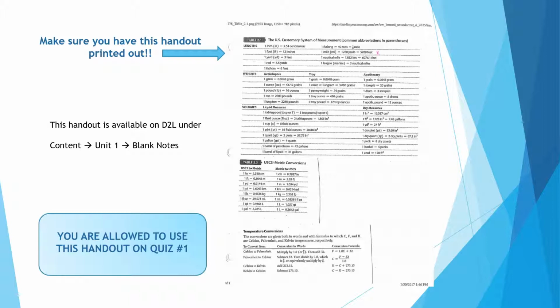Now, very important, you are allowed to use this handout on our first quiz. So make sure that you have this printed out before you go try to take quiz number 1, because you will not be able to access it during the quiz. The Respondus lockdown browser that we use for our quizzes will make it to where you cannot open up another window during your test. So make sure you have this printed out or you copy it down onto a sheet of paper if you don't have access to a printer before you get started.